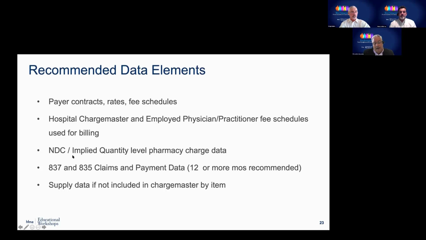We've had some hospitals ask us why that's required, and quite frankly, it's because the rule does require in the machine readable file that all items and services be included and the charges. And to get the most accurate level of information, then we would want to include that information at the NDC implied quantity level. We also recommend pulling in 837 data, 835 data, and payment data, and at least 12 months of historical data is recommended.